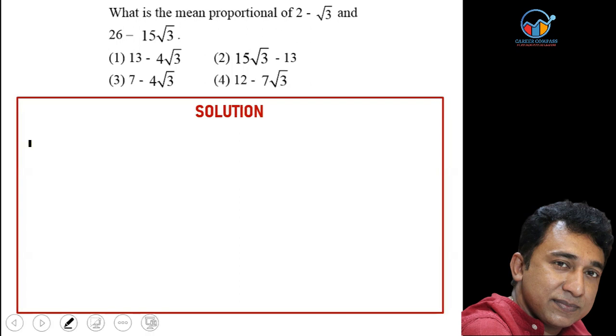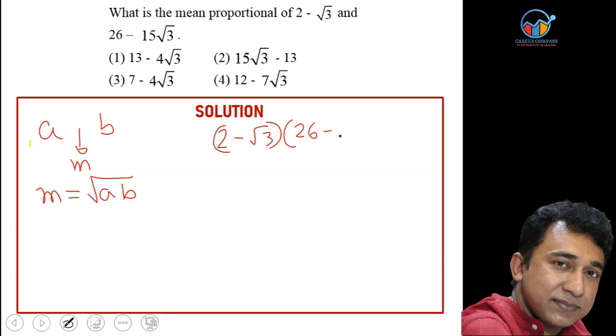See, first of all, you need to understand the basic concept of mean proportional. So, for example, if I have 2 numbers, A and B, their mean proportional, if it is M, then M has to be root over AB, right? That is the concept of mean proportional. So it works like geometric mean. So over here, we need to first multiply these 2 numbers. And after that, we need to find the square root of this product.